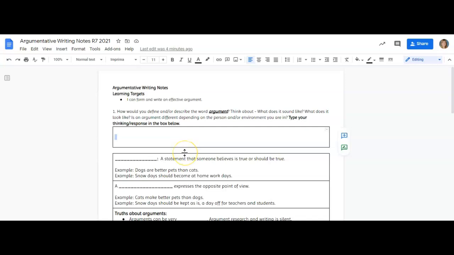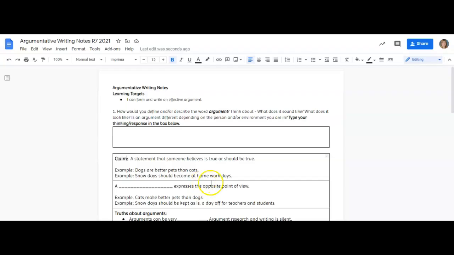And now we're going to talk about the official academic term of argument. The first term that I want you to have here is the word claim. Claim, C-L-A-I-M. This is a statement that someone believes is true or should be true. For example, some people might think dogs are better pets than cats. Not everybody agrees with that.